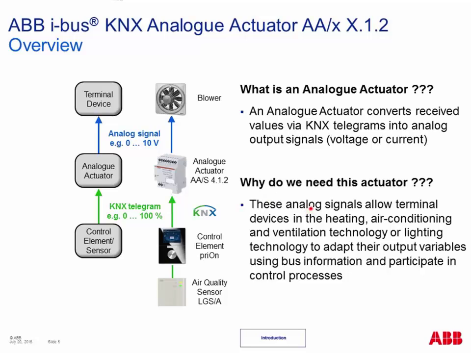So what is an analog actuator? What is it used for? So an analog actuator converts KNX telegrams, any variable telegrams, like 1-byte telegrams, into analog output signals, like a 0 to 10 volt signal to control anything. For example, here you have an air quality sensor or a push button sending out a value, transferred to a KNX value, a digital telegram, of course, and transferred to an analog output signal, a physical signal to control, for example, any blower, any fan. So typical applications are heating, air conditioning, ventilation technology, but also lighting technology, where you have to adapt the output variables to participate in control processes, to control the position of a flap or the speed of a fan, for example.